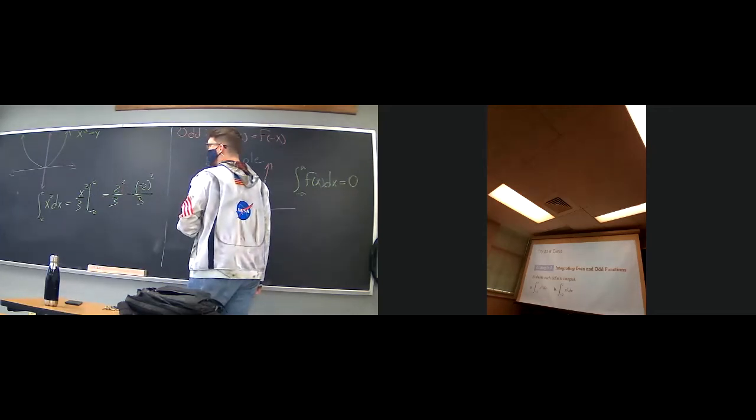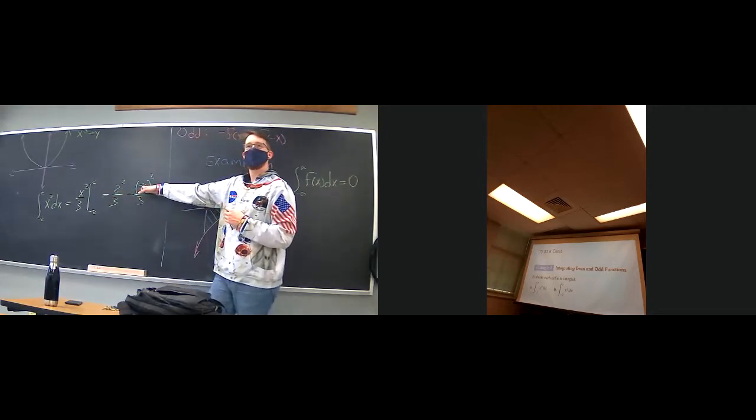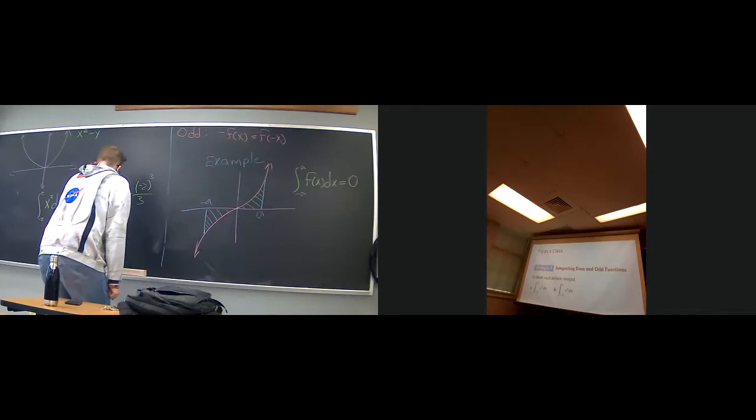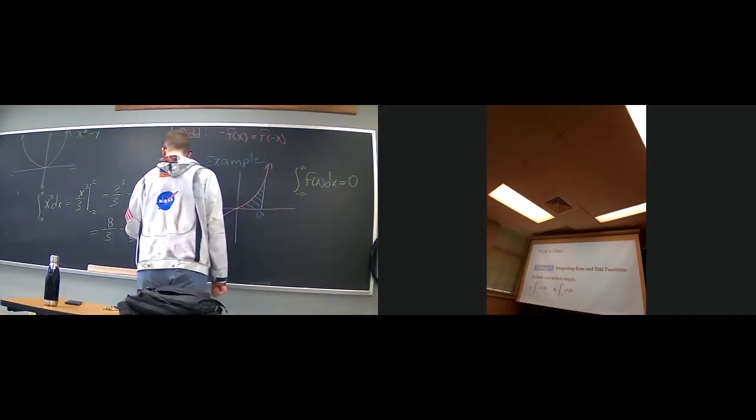What is happening here? Because I just did something wrong, didn't I? Oh, no, I didn't. Okay. This is going to come out to be 8. This is going to come out to be negative 8. My mistake. I was trying to square it in my head and drop off the sign. So what we have is 8 over 3 minus negative 8 over 3, or 16 over 3.